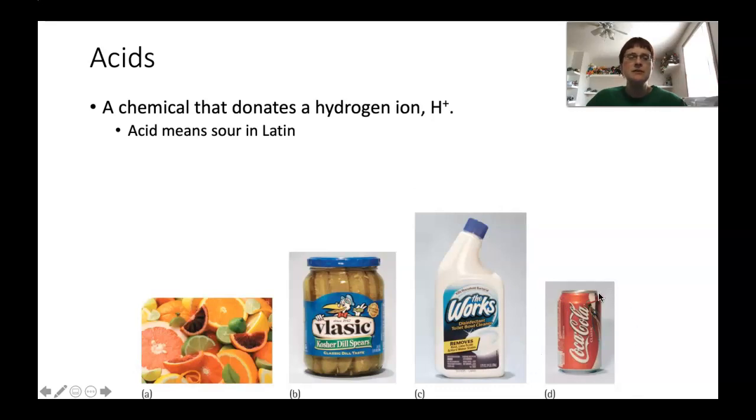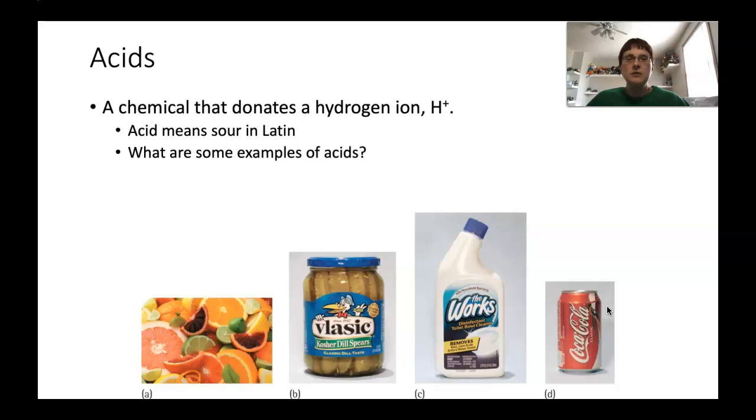That's one of the reasons why you are told by your dentist to not drink this. Specifically, the acid in soda is carbonic acid, made by the carbon dioxide that's dissolved in the soda to make the carbonation.